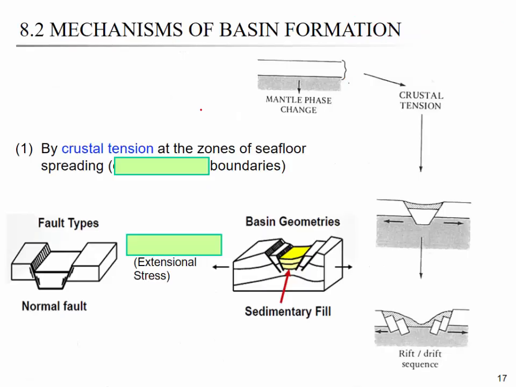So let's look at them one by one. Here is the first mechanism, crustal tension. Crustal tension at the zones of seafloor spreading is a divergent plate boundary. Because of the tension, it forms a normal fault, and it's called a rift basin. Tension generates the normal fault, and after this normal faulting, the sediments fill it, so they form the sedimentary rift basin. It's called a rift-drift sequence.